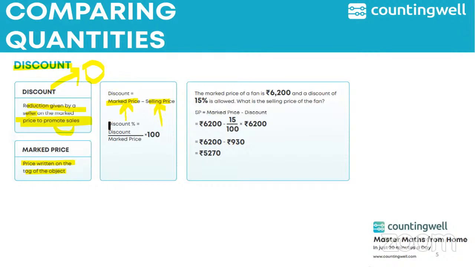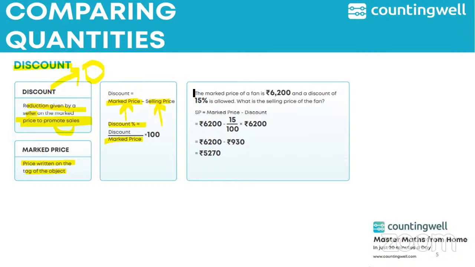So here, if you want to find the discount percentage, we calculate it on the marked price. So discount percentage is nothing but discount upon marked price into 100. So this is similar to finding the profit percentage or loss percentage. Profit percentage or loss percentage are found on cost price. So here instead of cost price, we are taking the marked price and we are finding the discount percentage.